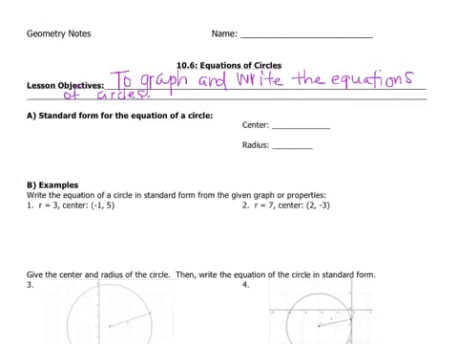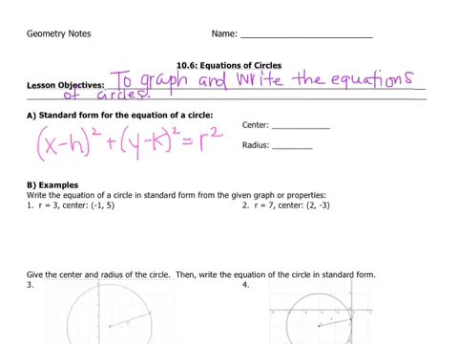The standard form for the equation of a circle is the quantity x minus h squared plus the quantity y minus k squared equals r squared. From this equation, you can get two pieces of information. You can get the point of the center of the circle, which is (h, k).